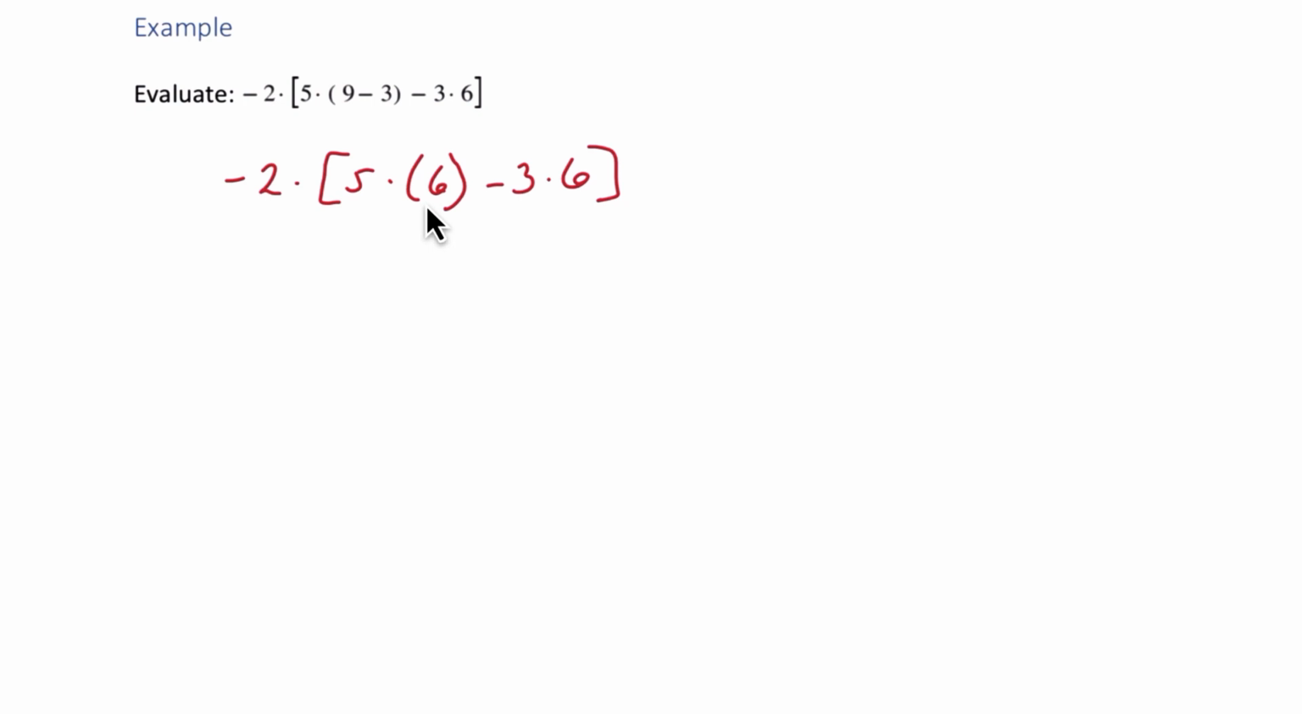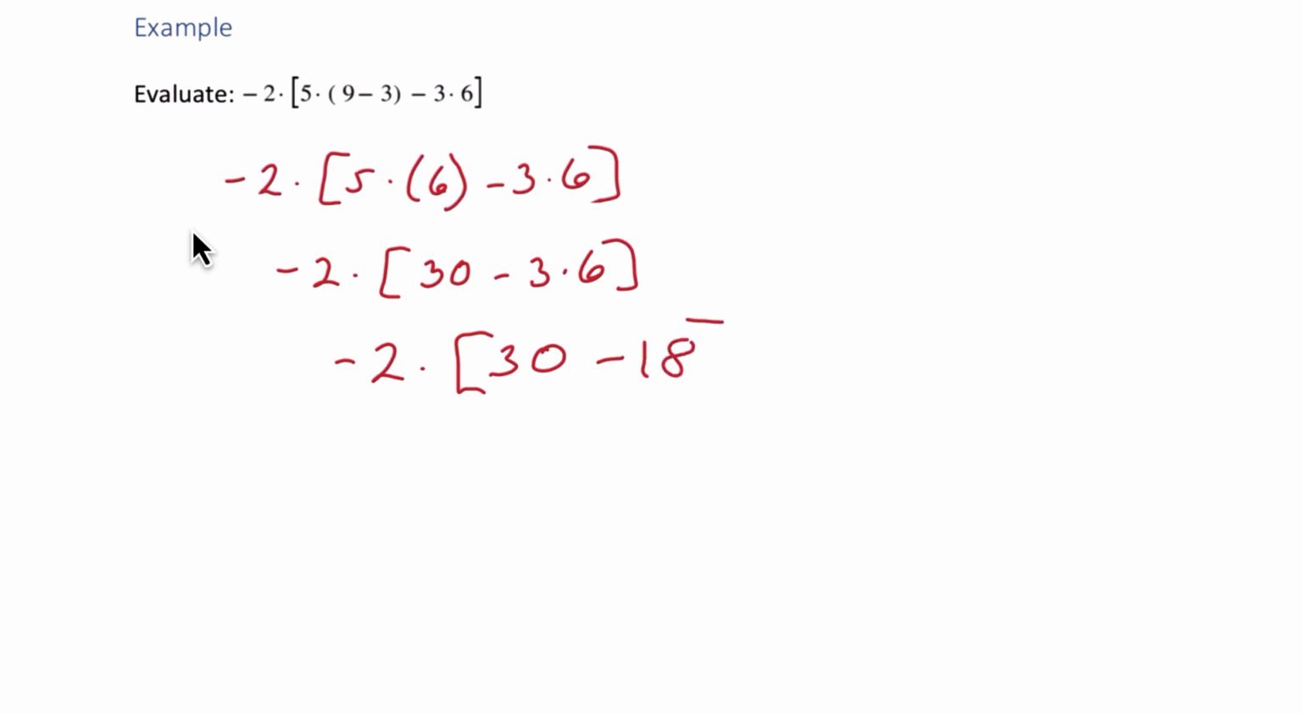Now that we've simplified inside the parentheses, we can expand to inside the brackets. Inside the brackets, we have 5 times 6 minus 3 times 6. Since we have multiplication and subtraction, we want to multiply first. And again, I'm going to do it one step at a time. 5 times 6 is 30 minus 3 times 6. Still have multiplication, so we'll do that next. 3 times 6 is 18. Then inside the brackets, we have 30 minus 18 is 12. And then finally, negative 2 times 12 is negative 24.